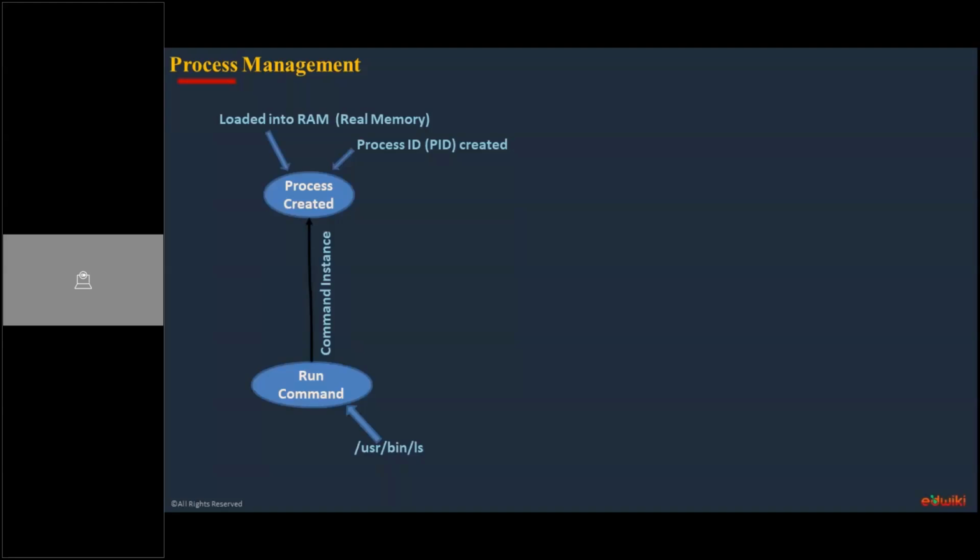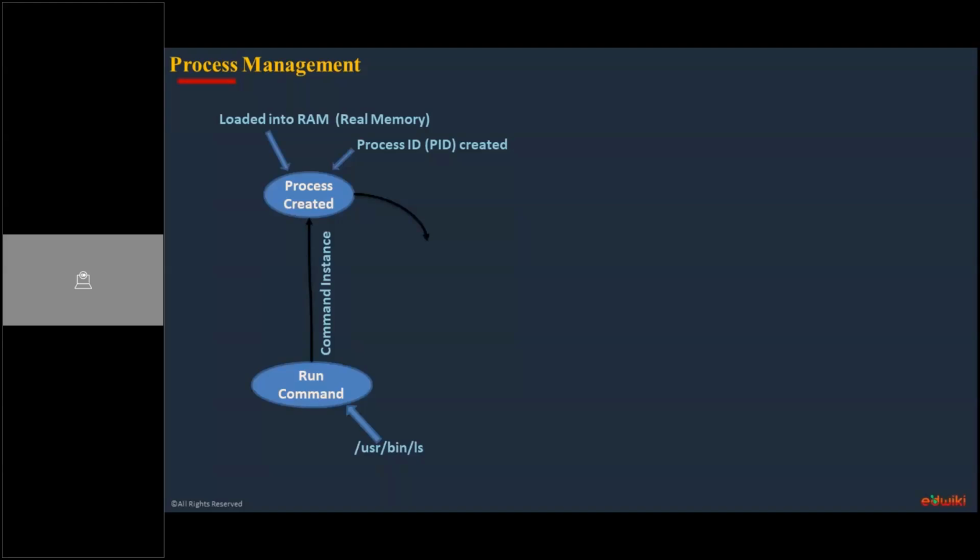Whenever the process is created, each and every process will have an ID generated just to track that process, which is called a process ID. This is very mandatory: the process has to be created, and the process ID has to be created, for any activity that is happening on your system. Whenever you run any command, it is loaded into the memory, the process is created, the process ID is created, then that process will be scheduled for the processor.